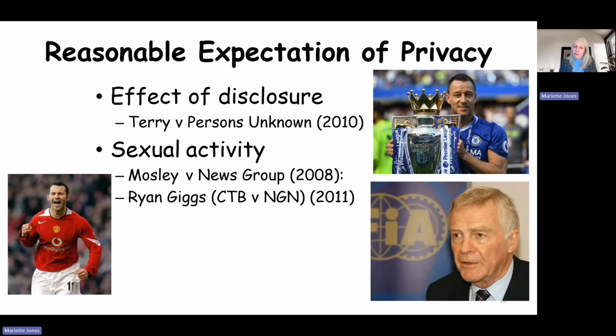In Terry versus Persons Unknown in 2010, the footballer John Terry sought to stop publication about an affair that he had had. The court refused an injunction, partly because the information wasn't especially sensitive, and partly due to John Terry's own very robust personality, which suggested that there would be limited emotional harm to him. With regards to sexual activity, the courts draw a very strong line. For example, in Mosley versus News Group in 2008, Max Mosley, who was the boss of Formula One, had a claim in misuse of private information, which succeeded because the courts held that consensual sexual activity between consenting adults is inherently private.